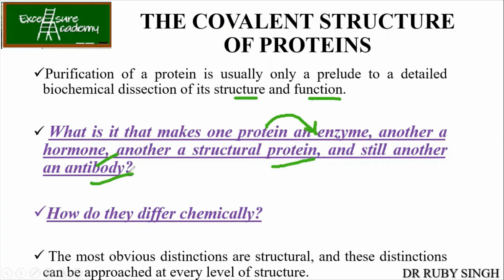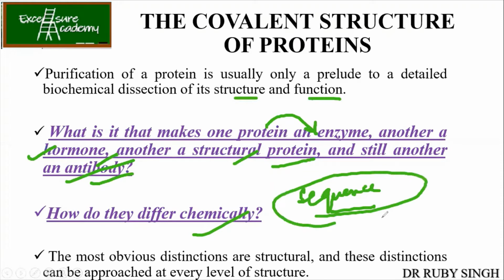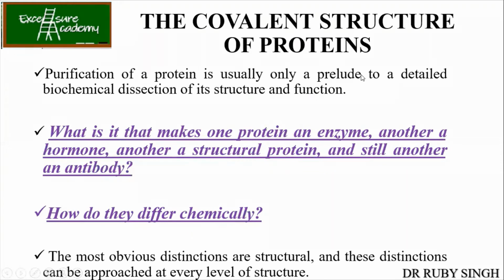What is the property which makes a certain protein act as an enzyme, a hormone, an antibody, or any other structural protein? How do they differ chemically? Everything lies in its sequence. All these features, whether the protein is going to act as an enzyme, a hormone or an antibody, everything lies in the sequence, its primary structure. Let's see how.